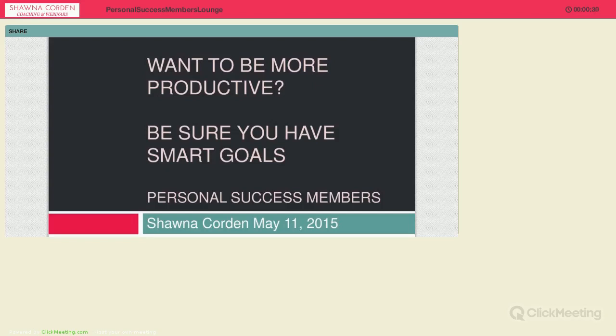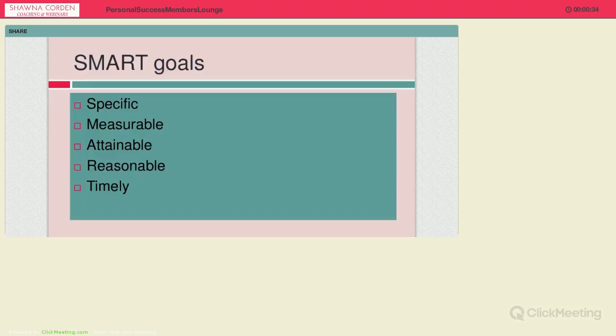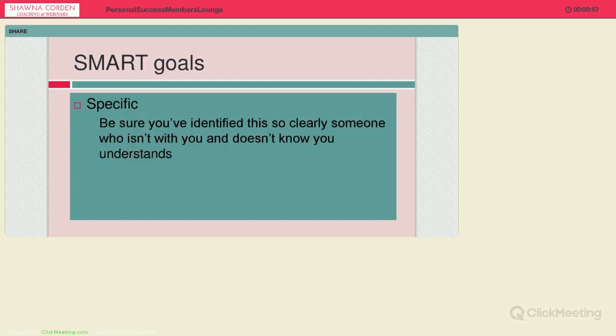But right now, I just want to give you a quick overview of what SMART goals are and why they help you be more productive. SMART is an acronym for specific, measurable, attainable, reasonable, and timely. All really effectively written goals will have these components to it. And so if you've ever struggled with a goal where you didn't feel like you got traction or you weren't quite sure if you were done, it's probably because it's missing one of these aspects.